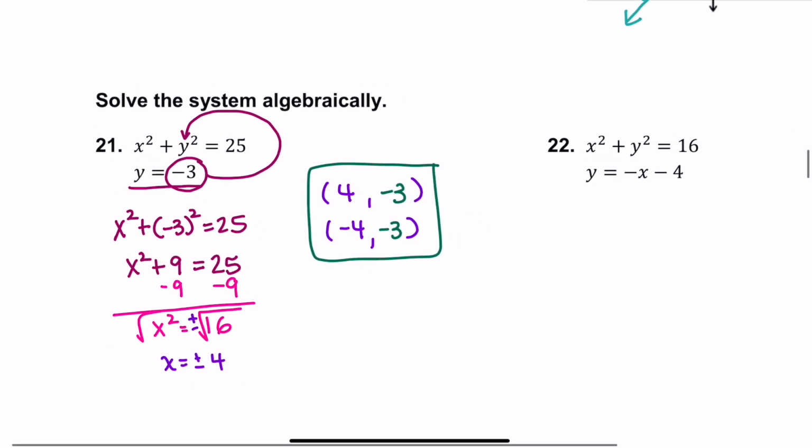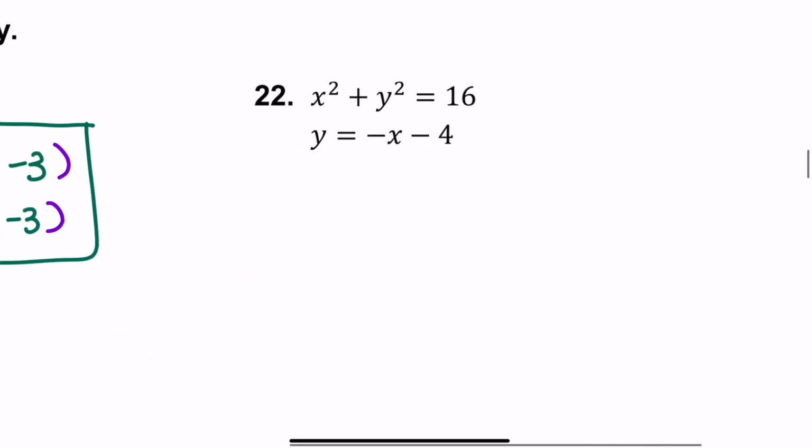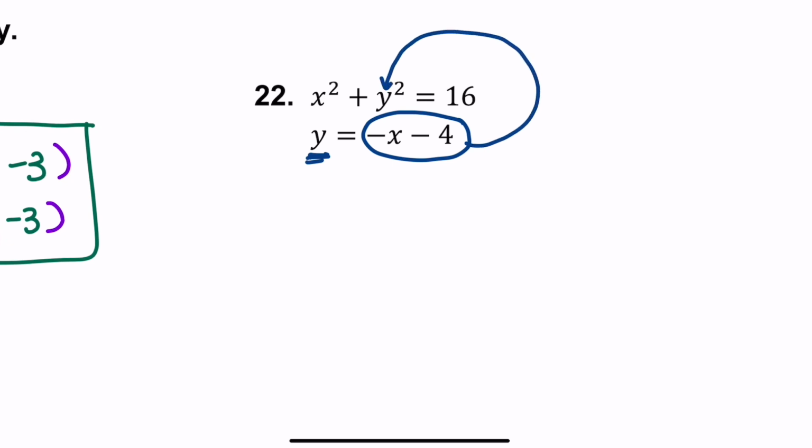So our two answers where the circle and the line will cross will be at 4, negative 3 and negative 4, negative 3. Now on number 22, we're going to take our negative x minus 4 and substitute it in for the y, because y equals negative x minus 4, and we're going to substitute it into this other equation.